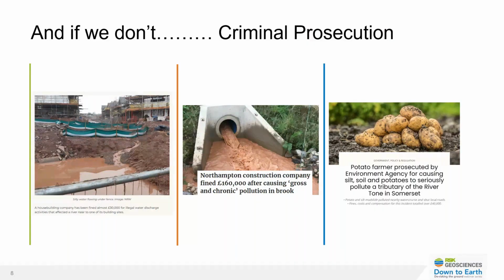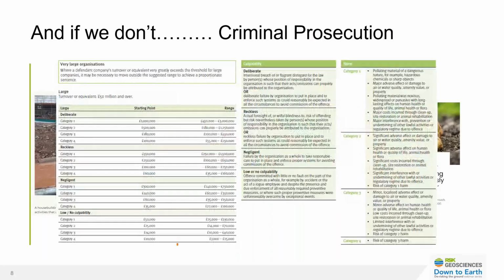How the scale of the fines is determined is based on a number of factors that will include things like company turnover, significance of the harm caused to the environment by the incident, and the culpability of the defendant, or whether the company is a repeat offender. Just on the screen now is an illustration of how fines might potentially be calculated based on company turnover, the level of culpability and the significance of the environmental harm. But I won't touch upon that in too much further detail.